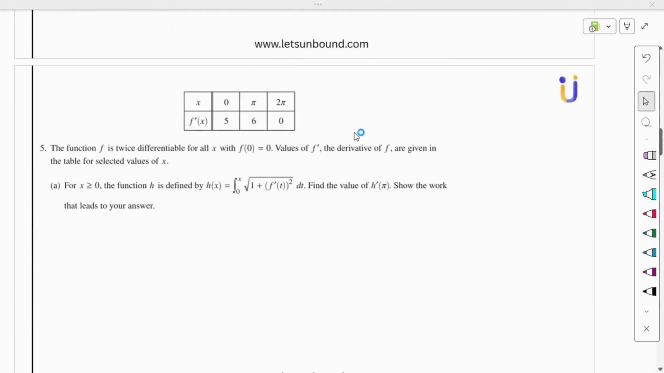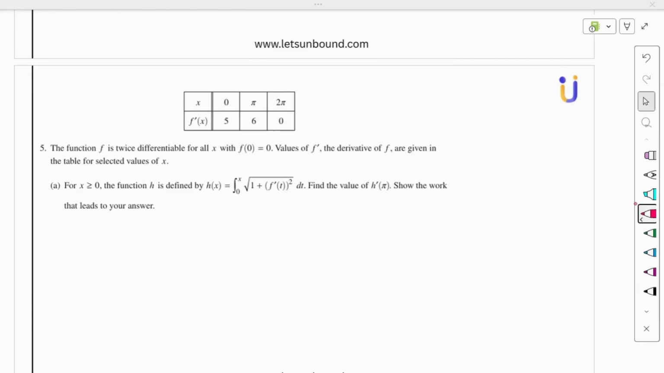First part, a table is given. The function f is twice differentiable for all x with f of 0 equals 0. So this is the given initial condition and a table of values x and then f prime of x, the derivative of f. Values of f prime, the derivative of f, are given in the table for selected values of x.